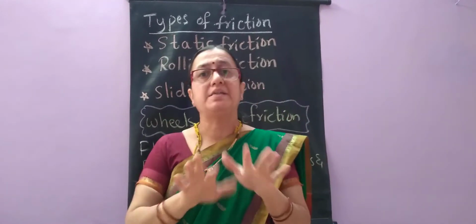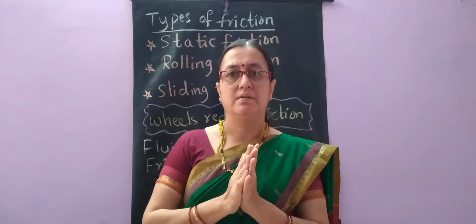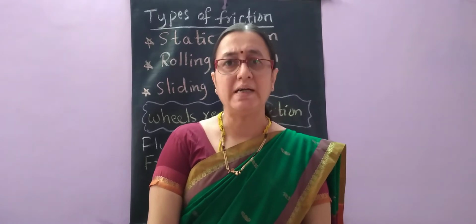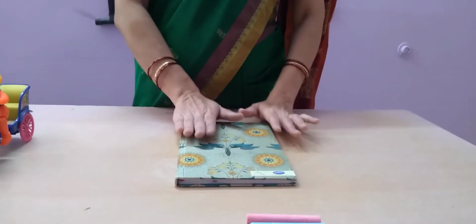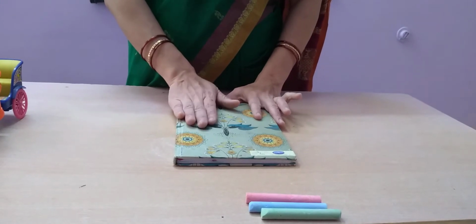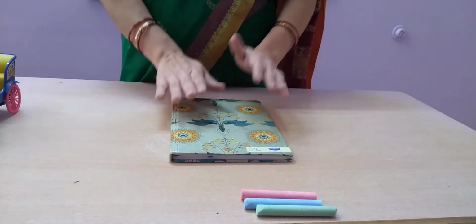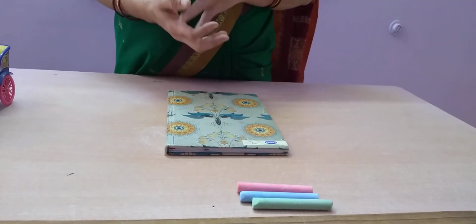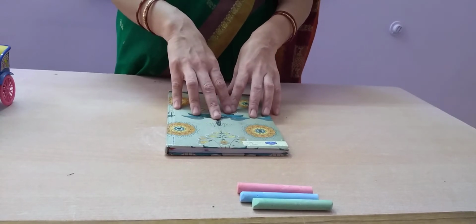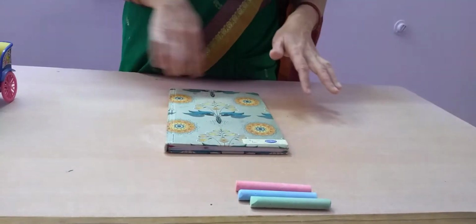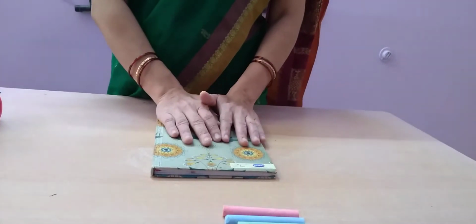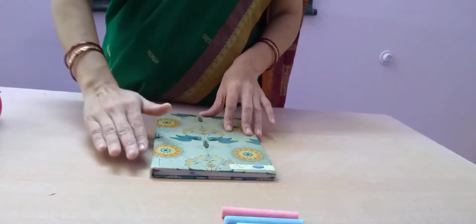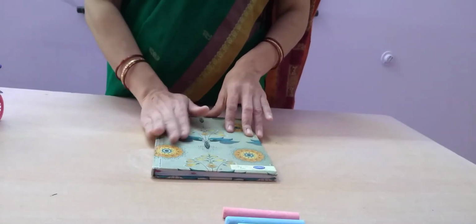Static means rest, at rest. Now here the book is at rest. What do you mean by the book is at rest? It means it is not moving. When the object is not moving, are there any forces acting on it or not? There are forces which are acting on the book. There are forces which are surrounding it. Air which is surrounding it exerts force on it. Gravitational force is pulling it down. And the force of friction between the table and the book is also present there.